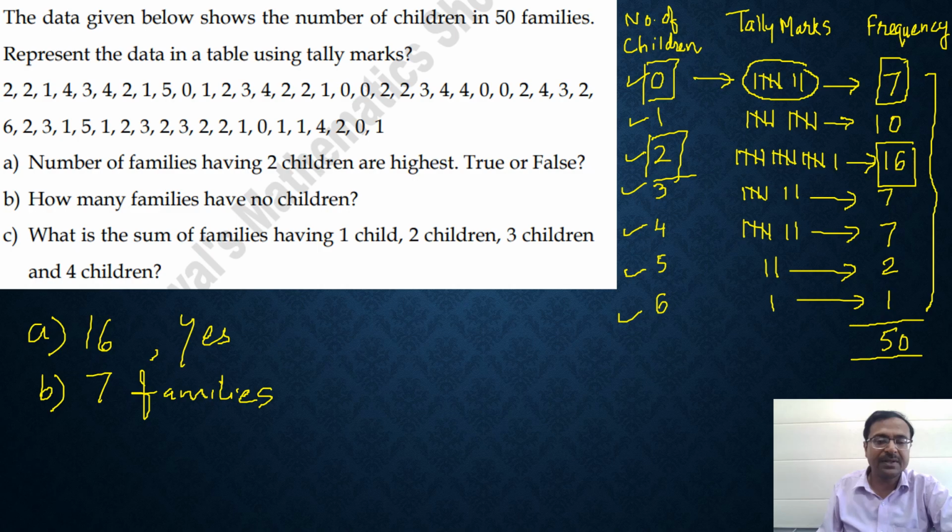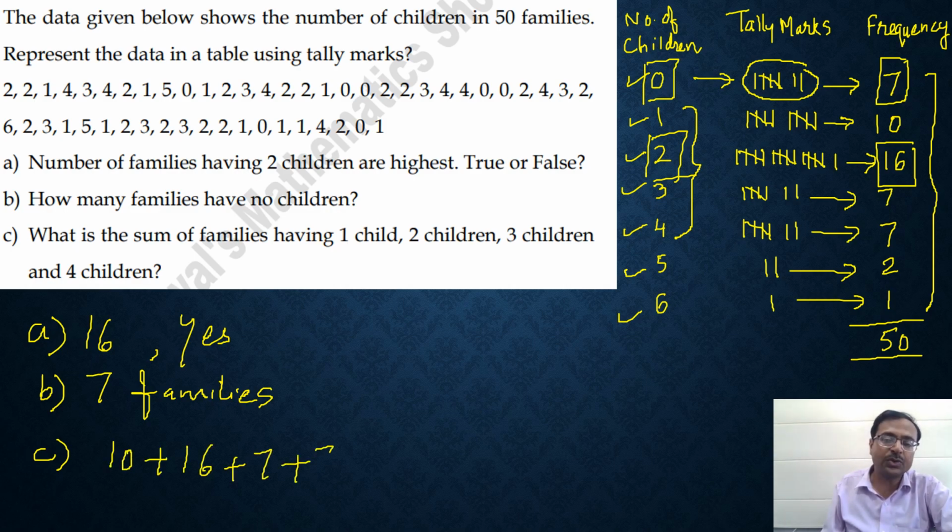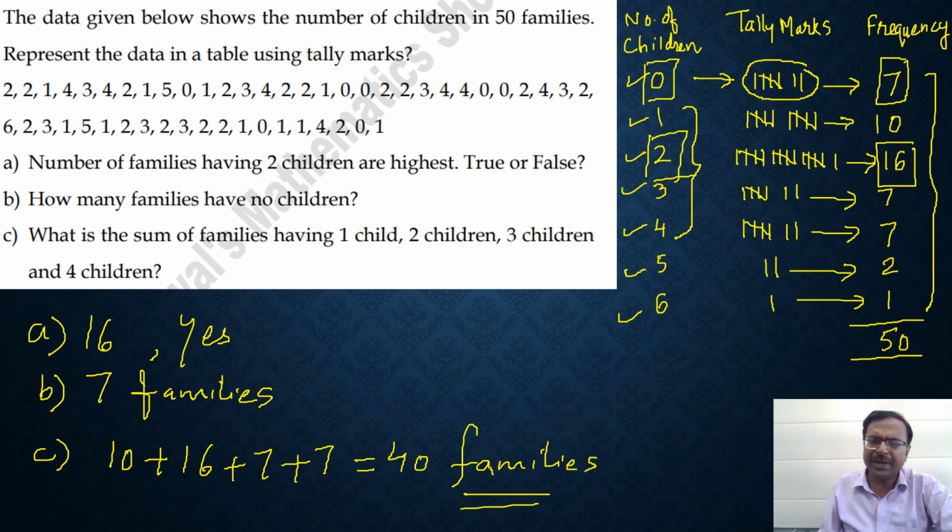And likewise, the C part there, what is the sum of families having 1 child, 2 children, 3 children and 4 children? So 1, 2, 3 and 4. So let's add the frequencies of 1, 2, 3 and 4. 10, 16, 7 and 7. So the total number of families, this is 10, 26, 33, 40. So these are 40 families, which is the answer of part C. Very easy, right? Data interpretation is based on such amazing questions.